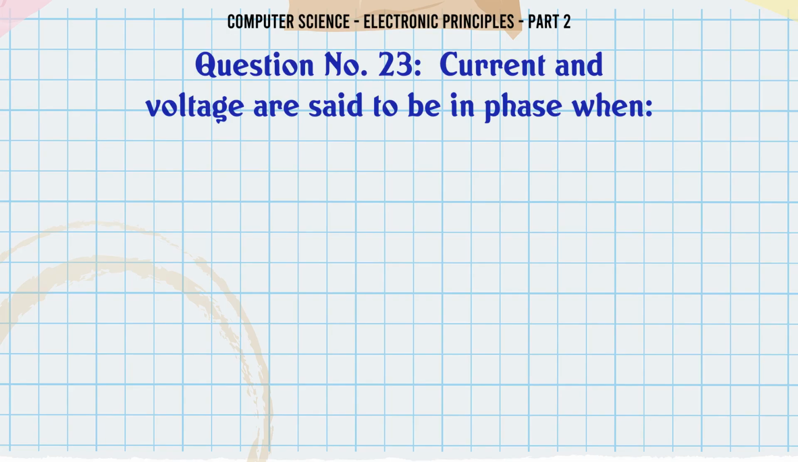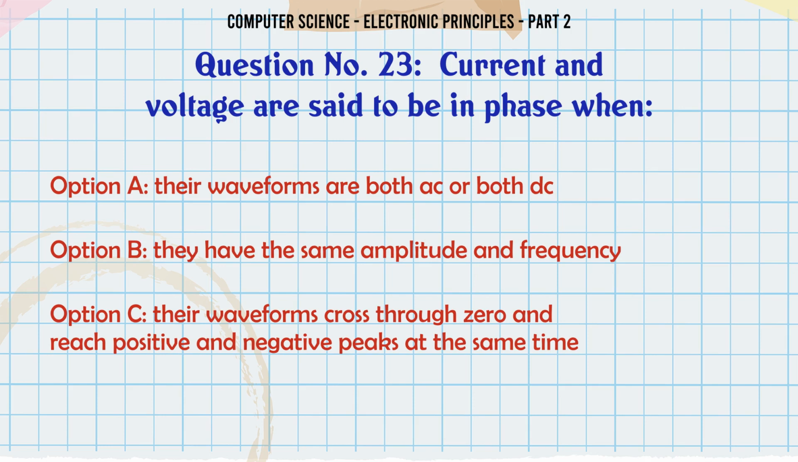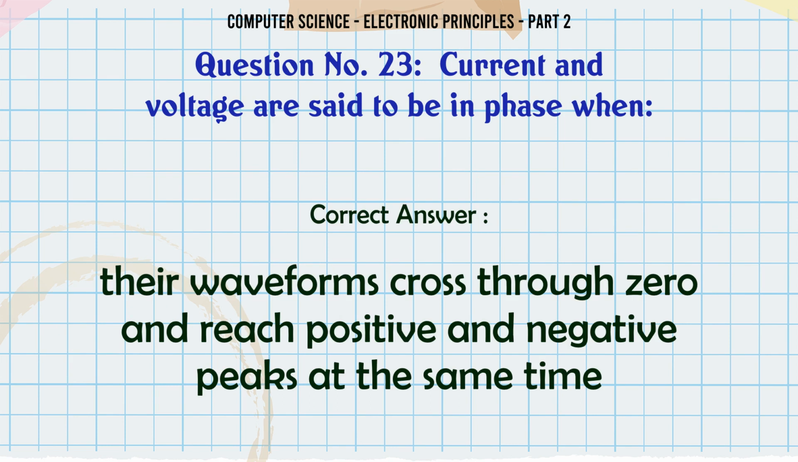Current and voltage are said to be in phase when: A. their waveforms are both AC or both DC. B. they have the same amplitude and frequency. C. their waveforms cross through zero and reach positive and negative peaks at the same time. D. all of the above. The correct answer is their waveforms cross through zero and reach positive and negative peaks at the same time.